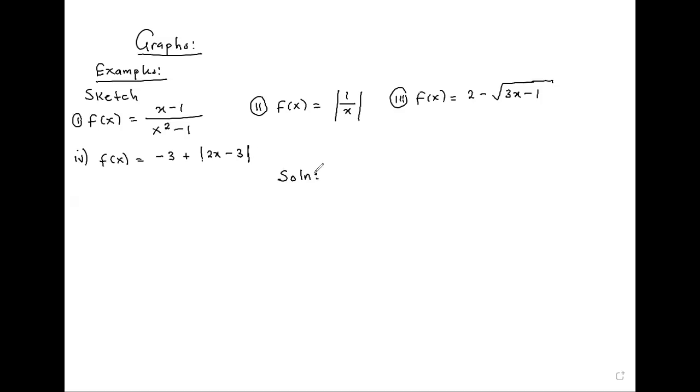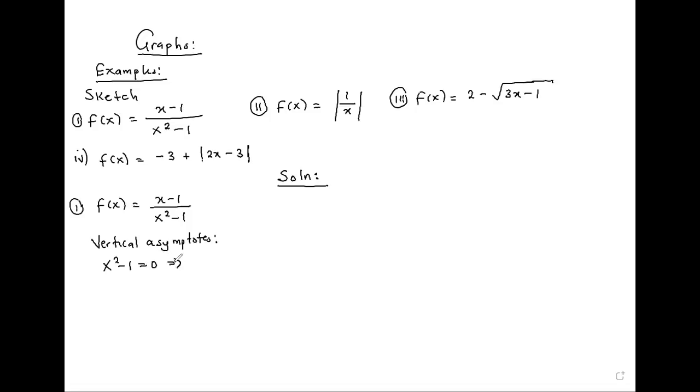Solution. Part 1, f of x is equal to x minus 1 over x squared minus 1. So how do we sketch this type of a function? This is a rational function. So you need to find vertical asymptotes by equating the denominator x squared minus 1 to 0.